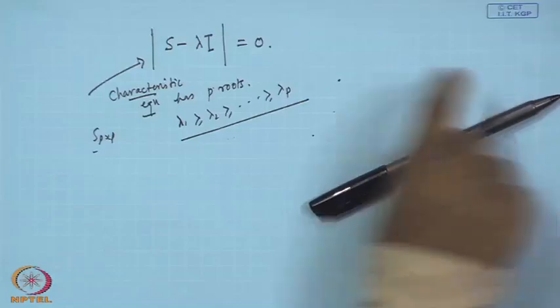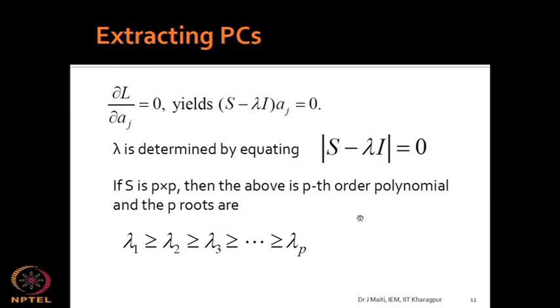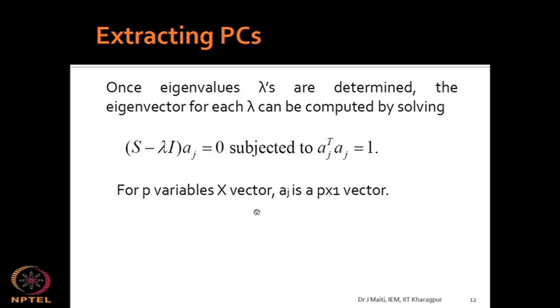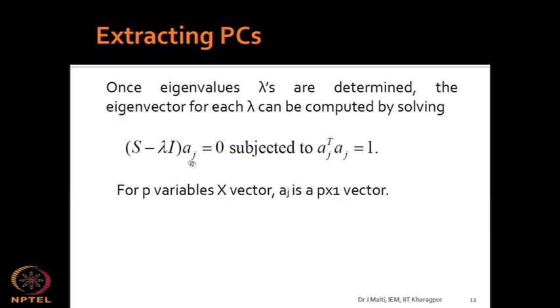Okay. So, let us see now some more slides here. I said that this will be a pth order polynomial, and you are getting p roots. If you know lambda, then from this equation you will be able to find out the lambda values. Now, take one lambda, put it into this equation, and then you find out the A values.